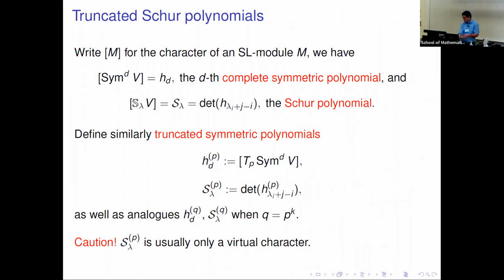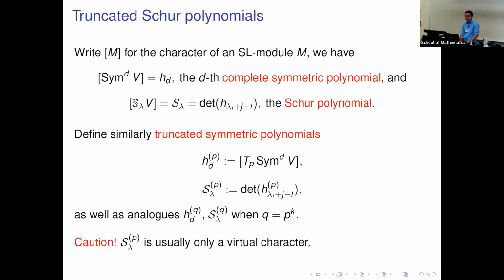And so perhaps, this again is going to lead to a conjectural situation, but I want to indicate what building blocks seem to be contributing to this cohomology, to this red region, okay? So this has to do with symmetric polynomials. So remember that, I'm going to write bracket M for the character of a module M. So the character of a symmetric power is just the complete symmetric polynomial. The character of the Schur functor is just the Schur polynomial.